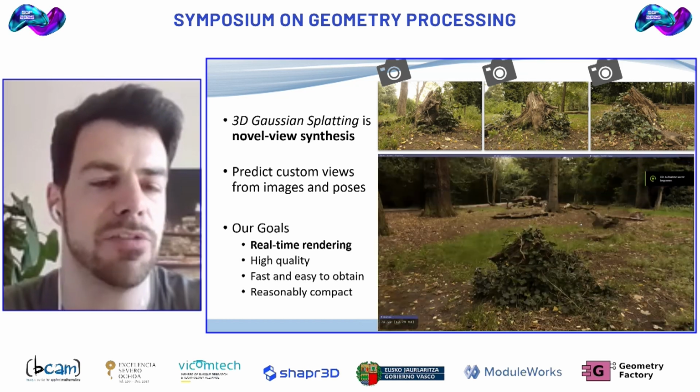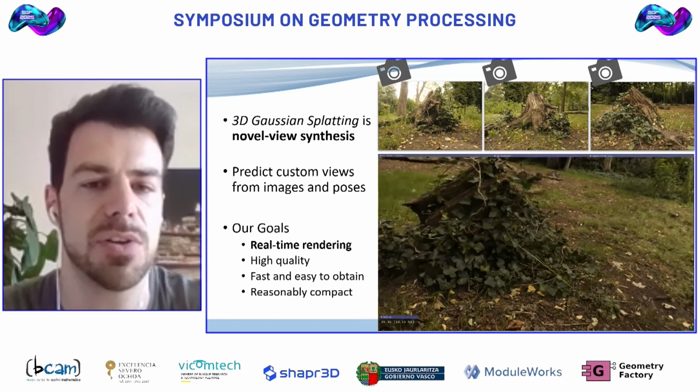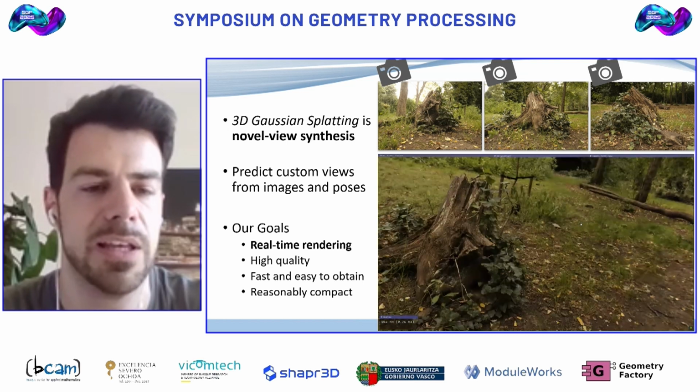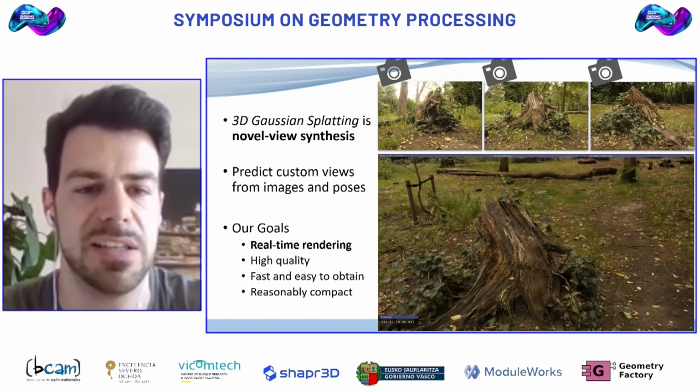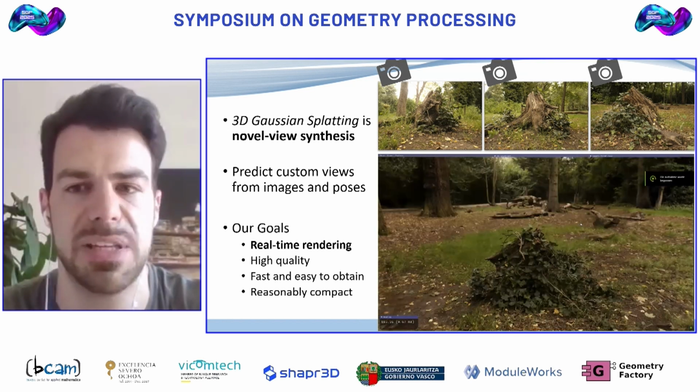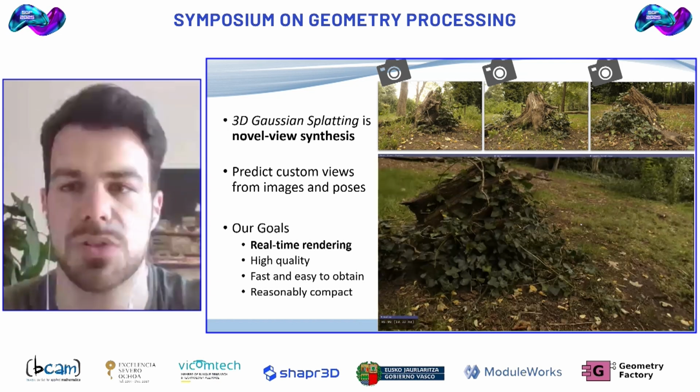And we were also going for high-quality renderings. So we basically wanted to obtain really, really good accuracy to the images that it was being trained on. Also, we wanted it to be fast and easy to obtain, and we wanted the representation to be reasonably compact. So all of this basically led us to the development of 3D Gaussian splatting.